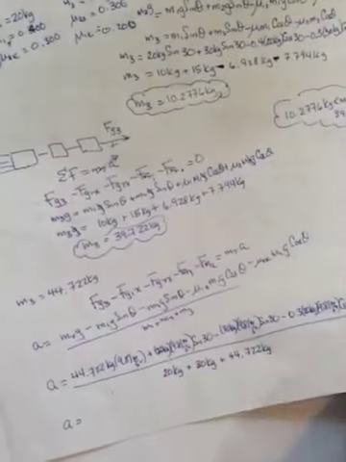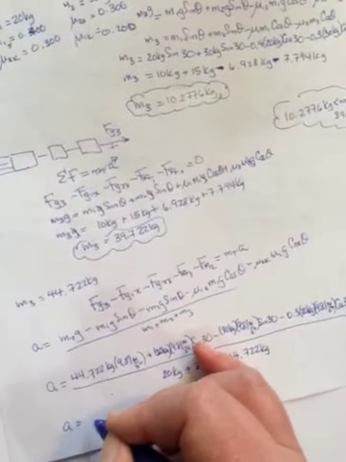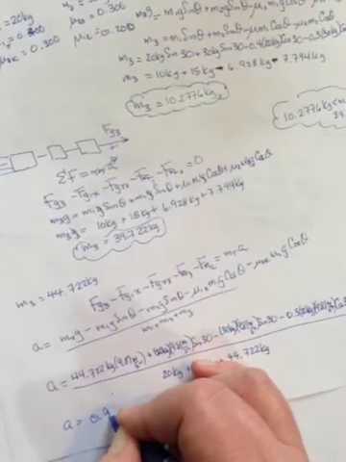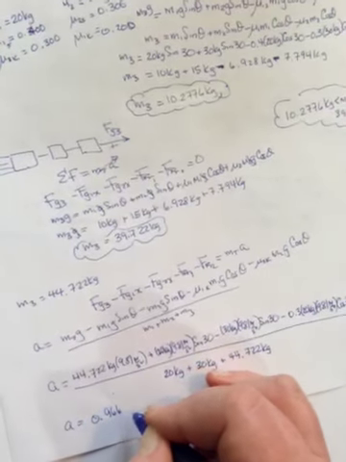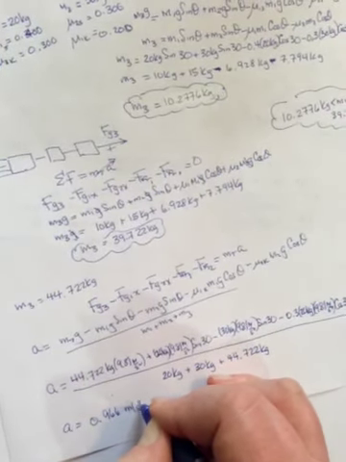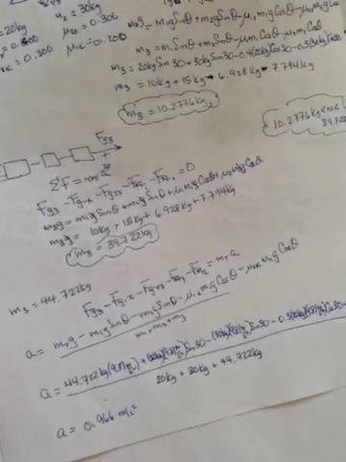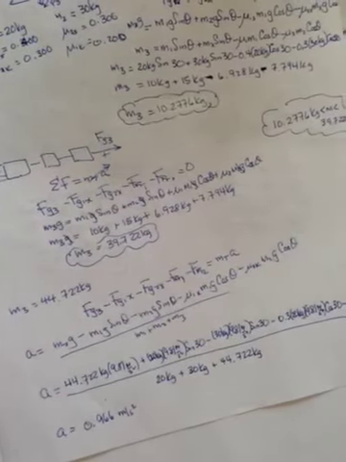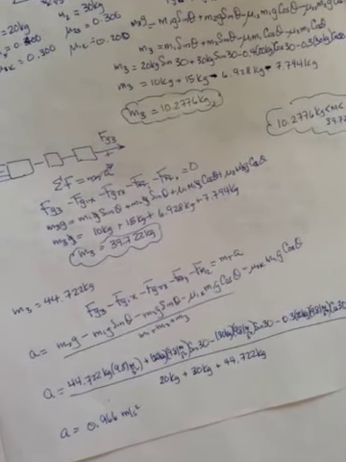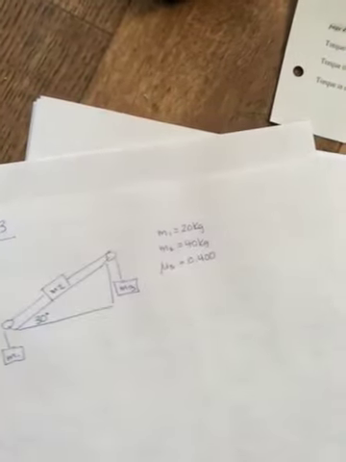And when you punch all of this in, you should get an acceleration of 0.966 meters per second squared. Okay? So that finishes that sheet. Hopefully all is good. Now, in one class yesterday, I gave this example.